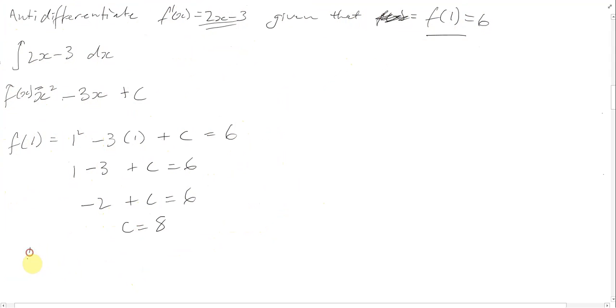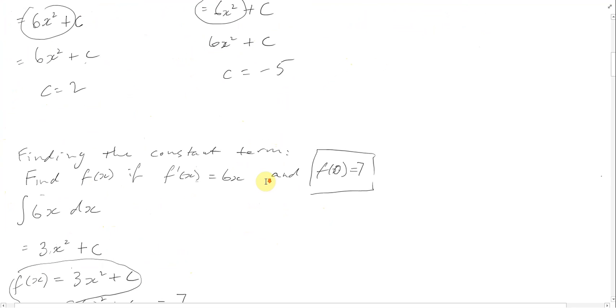So our final answer, f of x equals x squared minus 3x plus 8. And there you have it. That is all there is to anti-differentiating. First you just do the backwards thing for differentiation, and then you add a constant and find out what that constant is. Now last thing I should say is, what is the deal exactly with the constant?